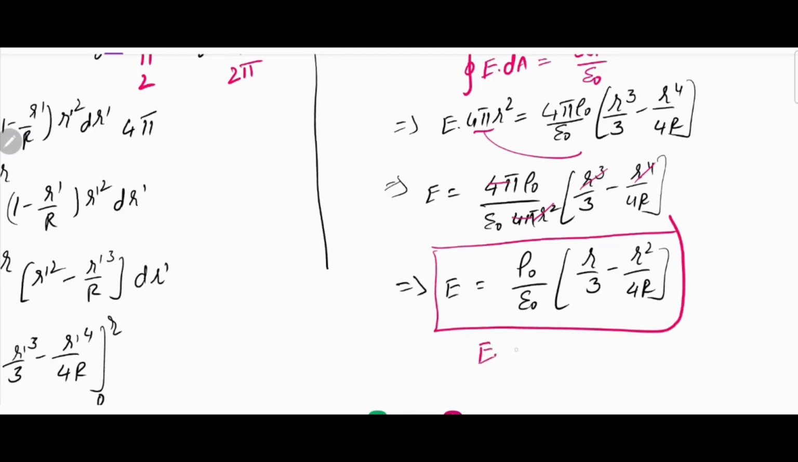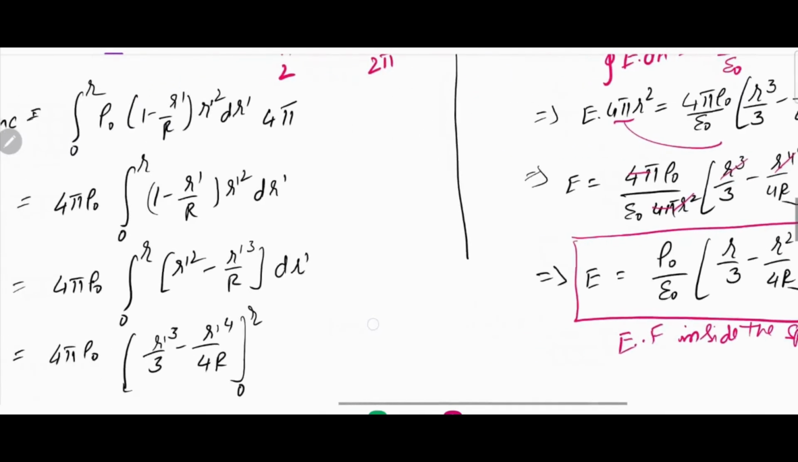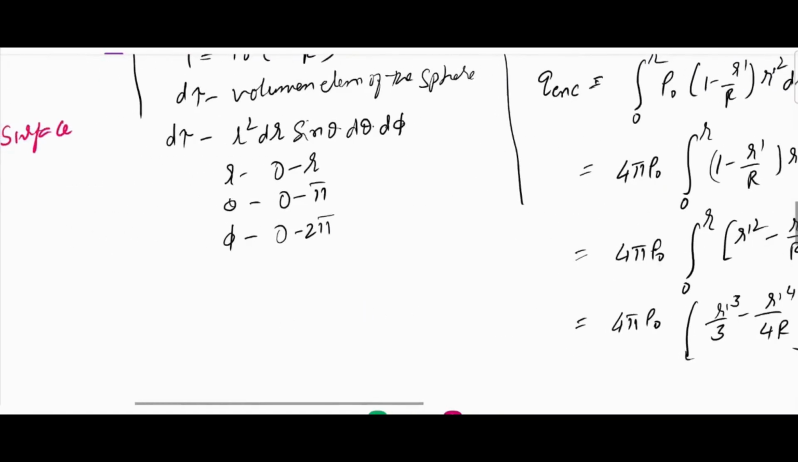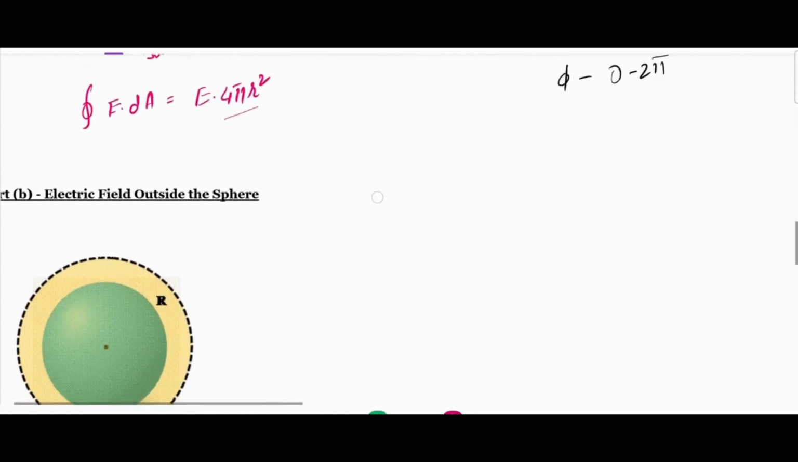So electric field inside means small r is less than capital R. Okay, now we'll find the electric field outside the sphere. So again we will draw a Gaussian surface at a distance small r from outside the given sphere. So this sphere is the given sphere, and the dotted line is the Gaussian surface.